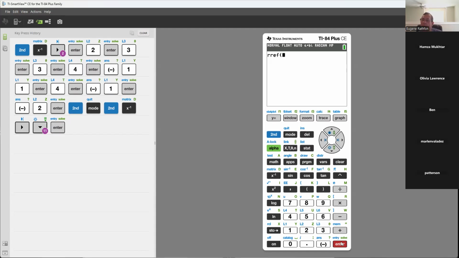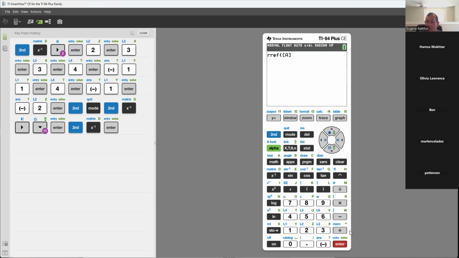All right, y'all, once you've got RREF on the screen, you're going to go back to the matrix again. You're going to go second, X -1. But this time all we're going to do is hit enter because it's highlighted number 1, A. A is that matrix we put in a while ago. So once you hit second X -1 and you see this page, you just hit enter and it brings the matrix A onto the page.